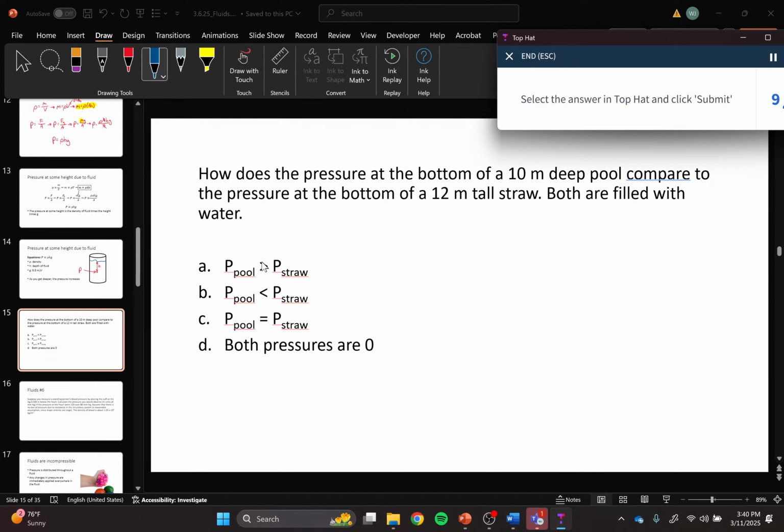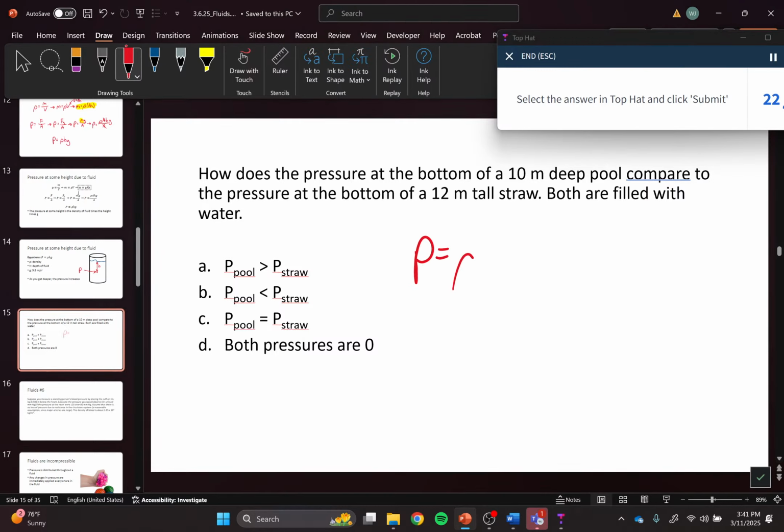Is the pressure at the bottom of the pool bigger than the pressure of the straw? Is the pressure at the bottom of the pool less than the pressure of the straw? Is the pressure the same, or both pressures are zero? And, there's the equation.